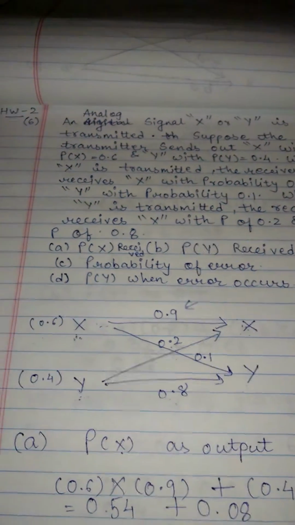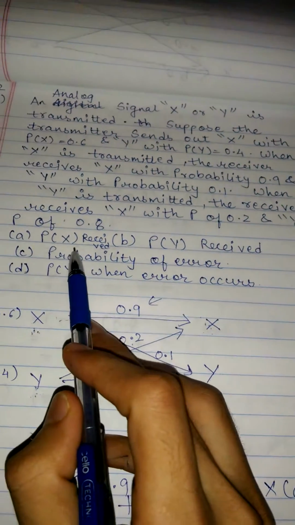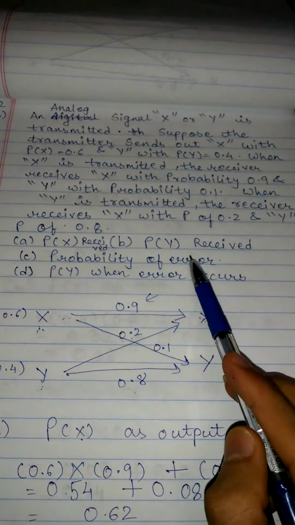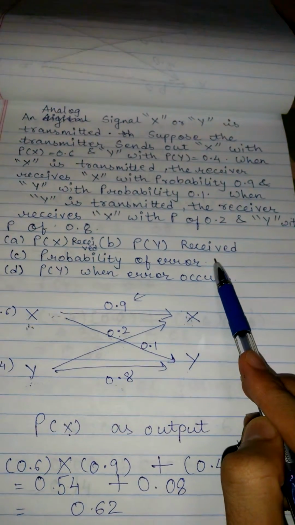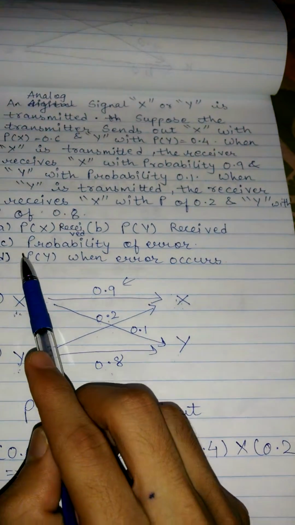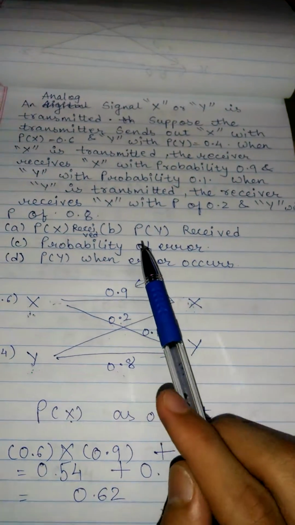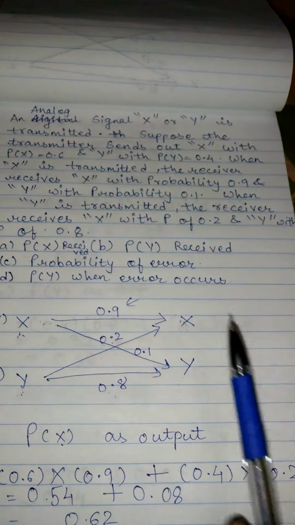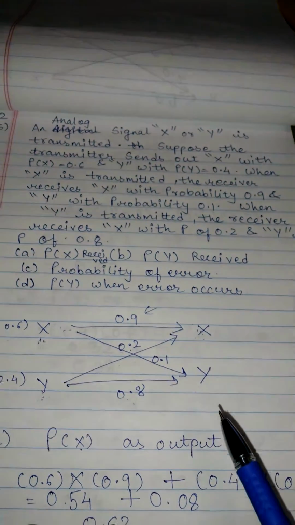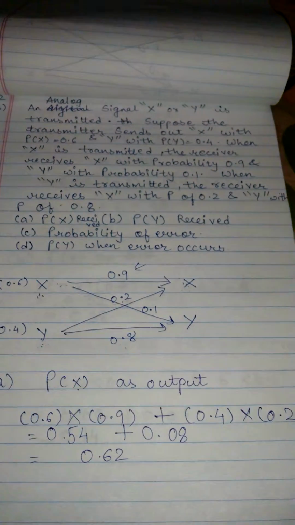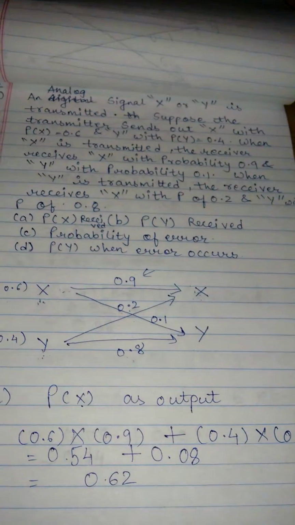So these are the four sub-questions that we need to answer. First, the probability of getting X as an output. Second, probability of getting Y as an output. And C, probability of getting an error when X or Y both are transmitted. And D part, probability of getting an error when Y is transmitted. So let us explain one by one.